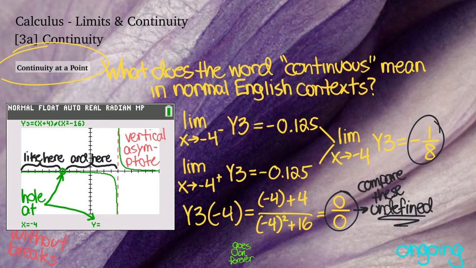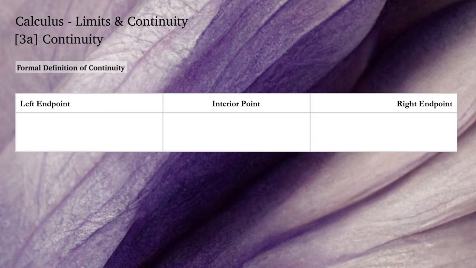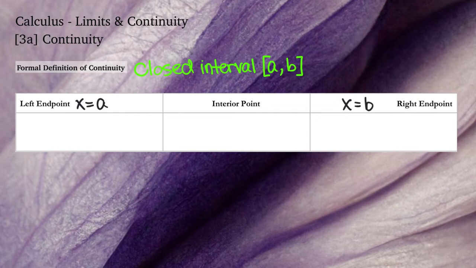Let's formalize that definition of continuity. Then we'll look at a few other ways that functions fail to be continuous at a point. The formal definition of continuity has 3 parts. These are based on a closed interval such that the left endpoint is called A, the right endpoint is called B, and there's some point in between A and B that we'll call C.